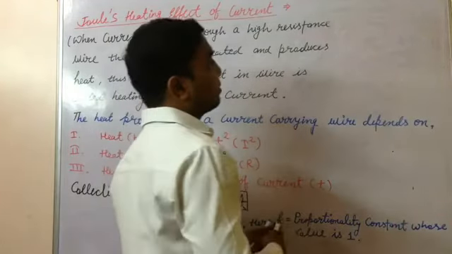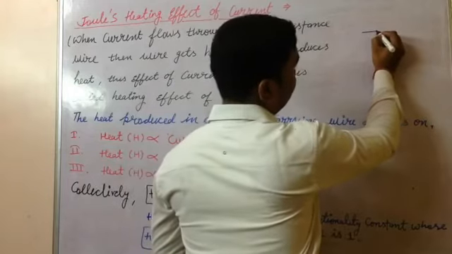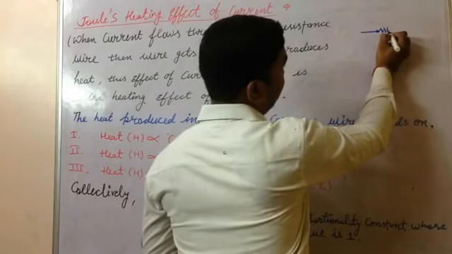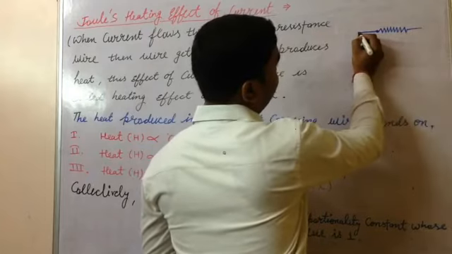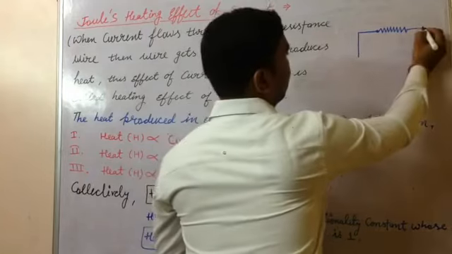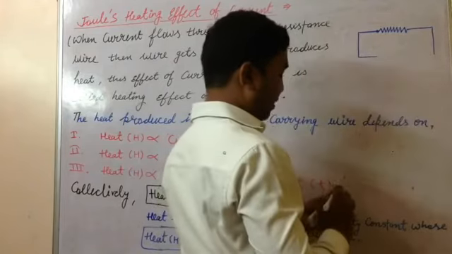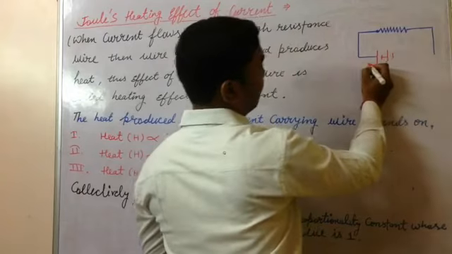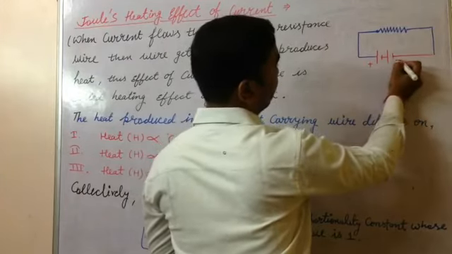How can we make the diagram? Like, a wire is there. In place of the wire, what am I going to draw? A resistance. In that resistance there is a wire, and this wire is connected to what? This wire is connected to a battery. That's a battery. Current is flowing.